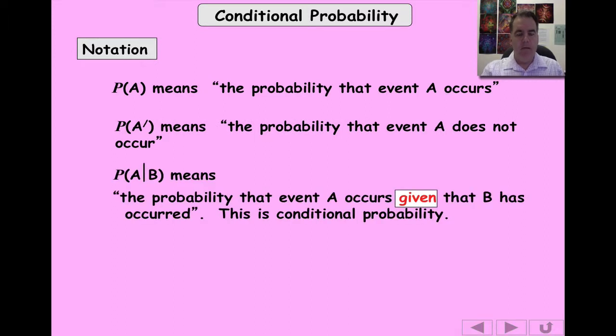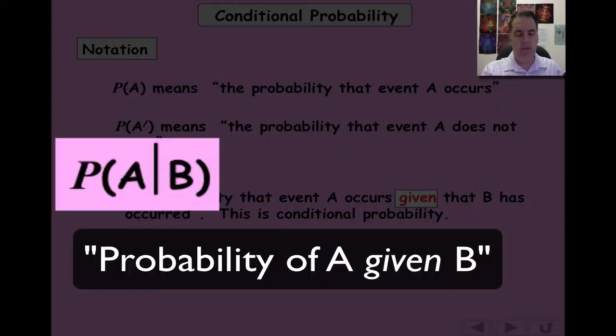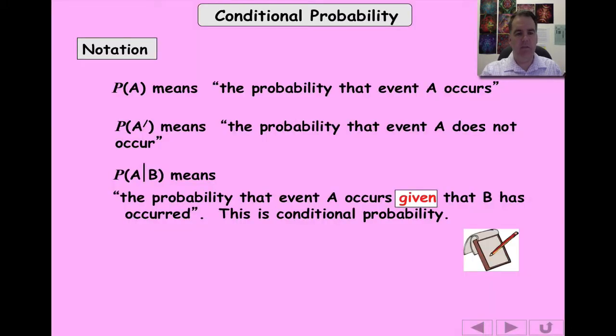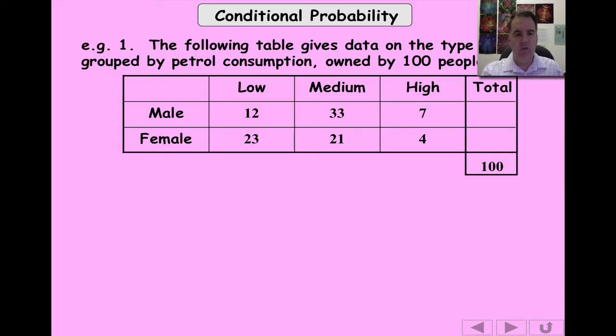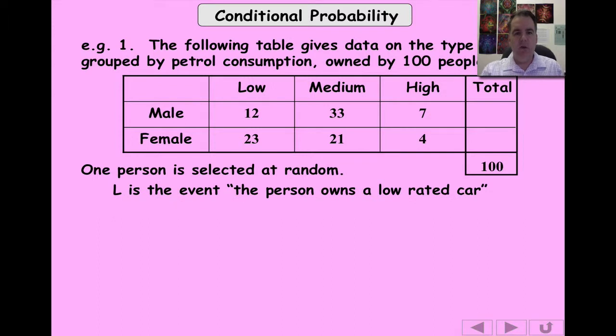The notation that you're going to need to know here is this one right here, probability of A, a straight line, B. That means the probability of A happening given that B has already happened. That's the notation that we're going to use for conditional probability. Let's look at the example here. First one, types of car grouped by petrol consumption, owned by 100 different people, categorized as either male or female. So we've got the event, the person owns a low-rated car, and the event that the person is a female.